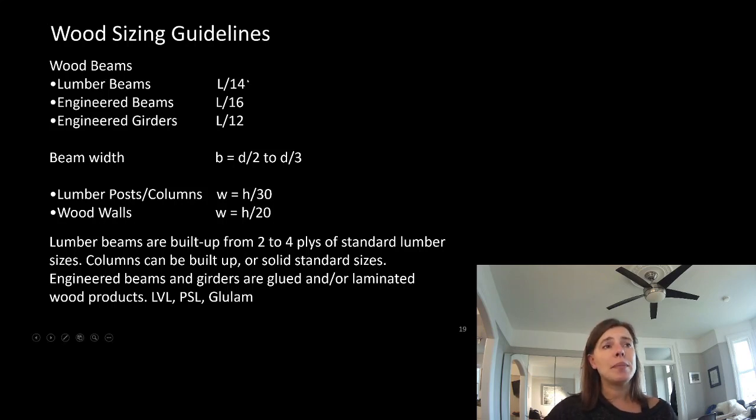So regular beams, L divided by 14. Engineered beams, so this would be our PSL, LVL, or glulam, L divided by 16. Engineered girders, so that's a beam that just looks like it's working a little bit harder, would be L divided by 12. All right, now, I have a sizing guideline here that says beam width, depth divided by 2 to depth divided by 3.